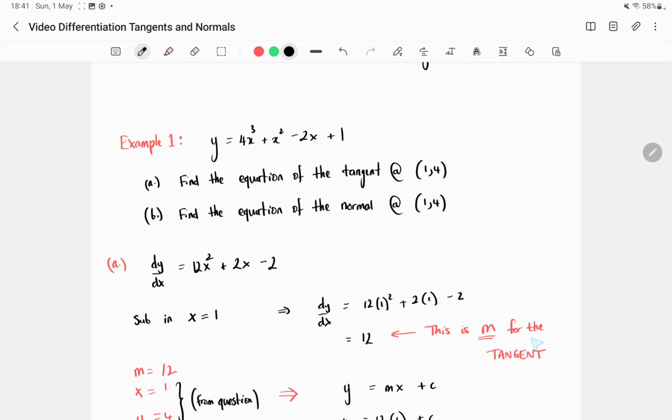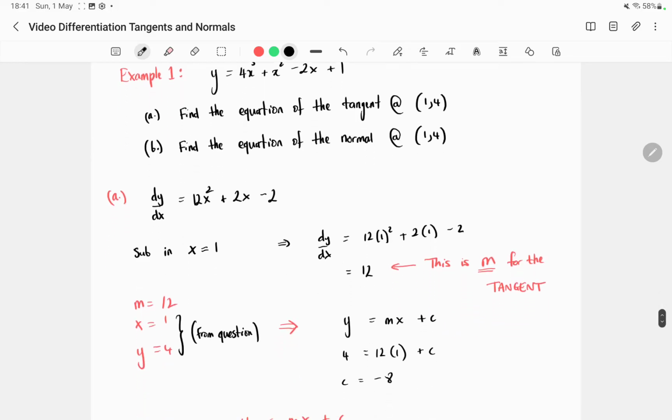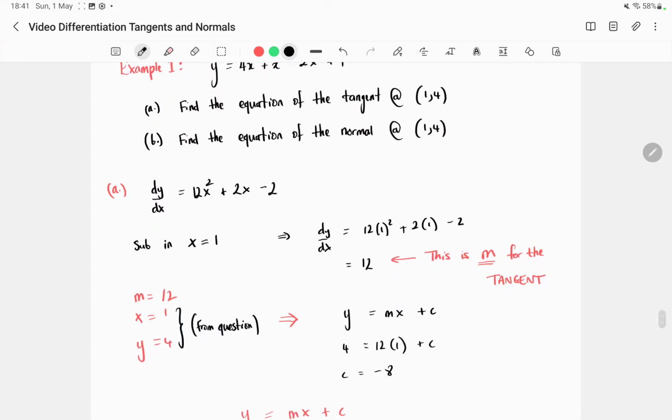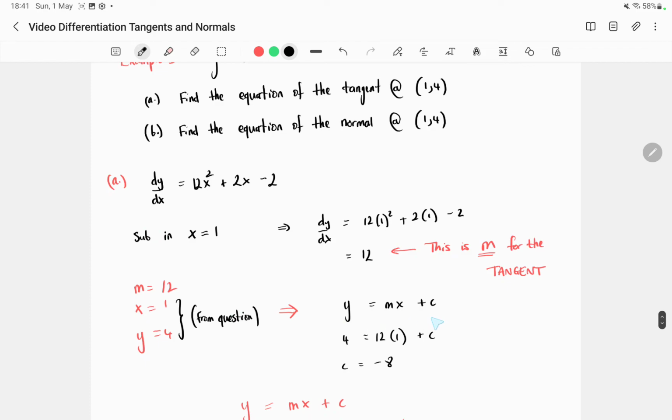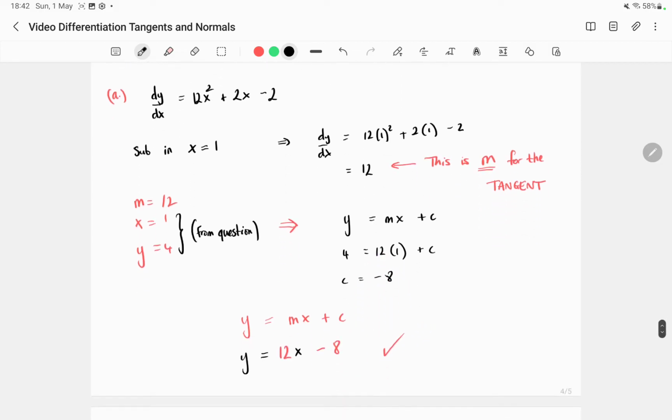This is therefore m in our y is equal to mx plus c. And like I said above, what we need for y is equal to mx plus c is m, x and y. Plug it into y is equal to mx plus c so that we can calculate what c is. So in this case, plugging in our x value of 1, our y value of 4, our m of 12 gives a c of minus 8. We can therefore write the equation of the tangent as y is equal to 12x minus 8, where 12 is the gradient and minus 8 is our y-intercept.